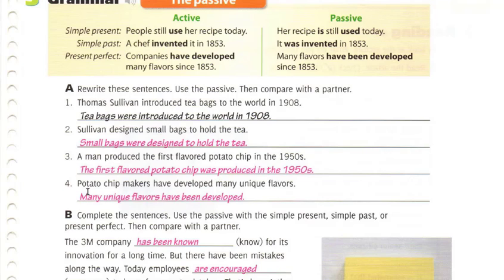Number four, potato chip makers have developed many unique flavors. Many unique flavors have been developed. Okay, so we have the auxiliary words have been to make the present perfect passive.